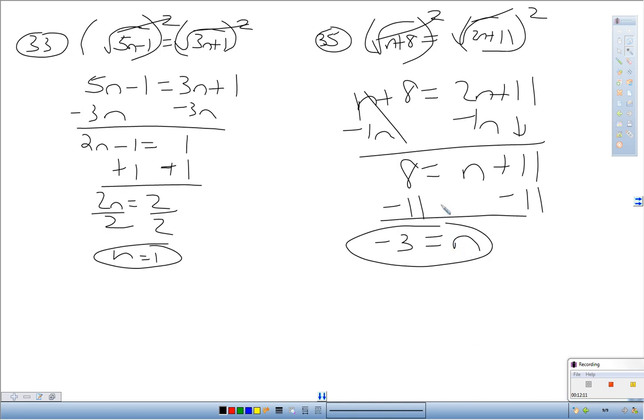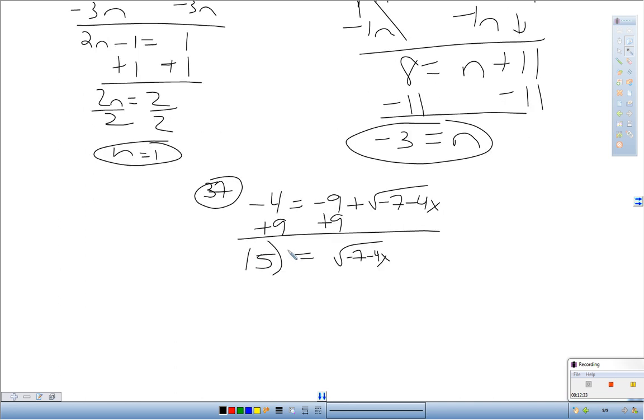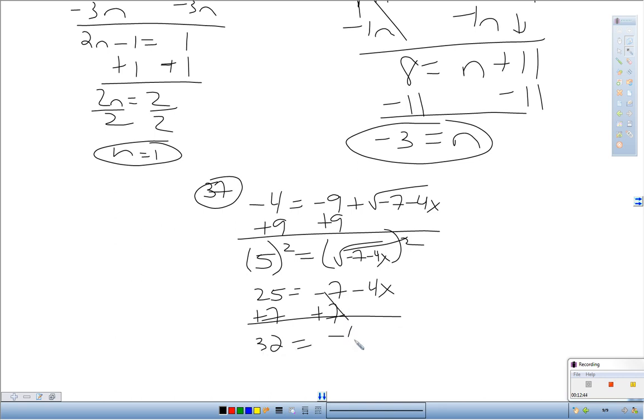For 37, I have negative 4 equals negative 9 plus the square root of negative 7 minus 4x. Well, before I can square both sides, I need to get rid of that negative 9, so I'm going to add 9 to both sides and get 5. So that gives me 5 equals the square root of negative 7 minus 4x. Now that it's by itself, I can square both sides. 5 squared is 25, and the square and square root cancel out, so that leaves me negative 7 minus 4x. I'm going to add 7 to both sides, give me 32 equals negative 4x, and then divide by negative 4. So that gives me an answer of x equals negative 8 for number 37.